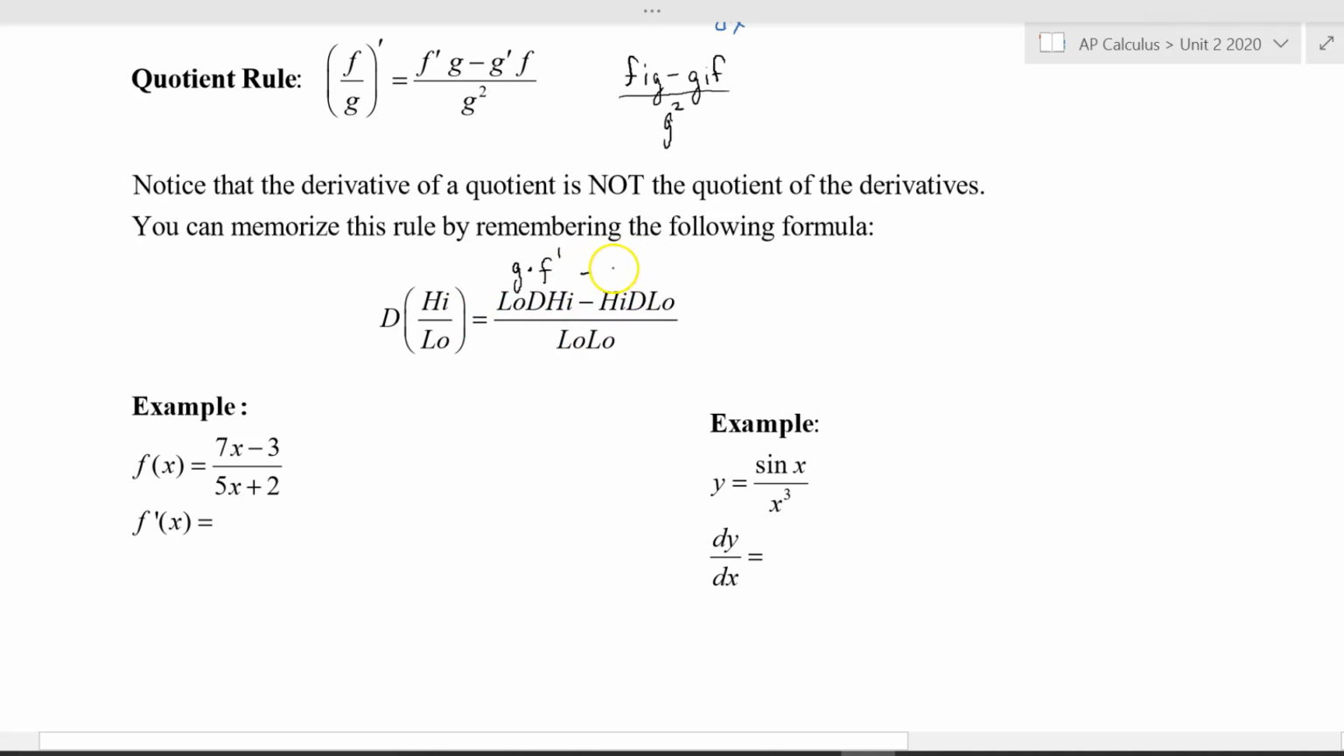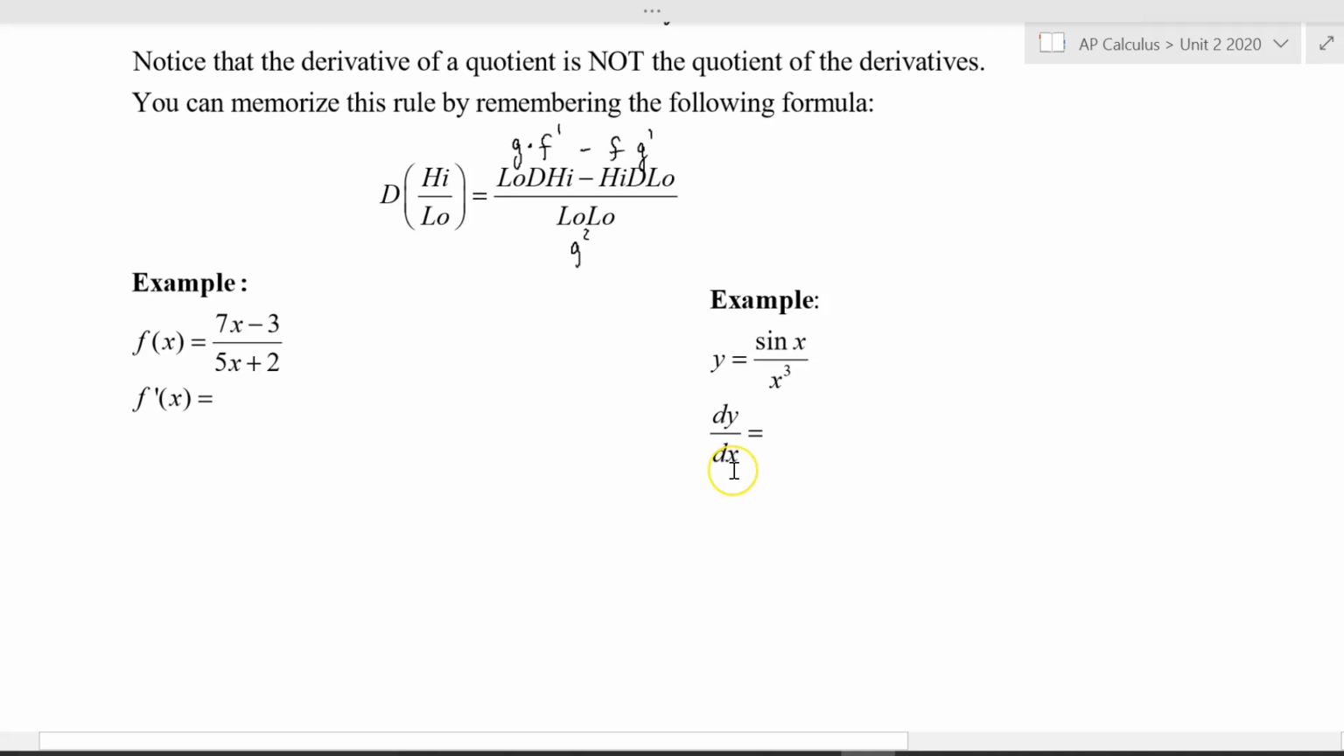High, that's f. D low would be derivative of g. Now if you just rearrange this, it looks like fig gif. Okay? And low low would be g times g, or g squared. Right? So that's just a fun way to memorize it if you want that fun way to do that.